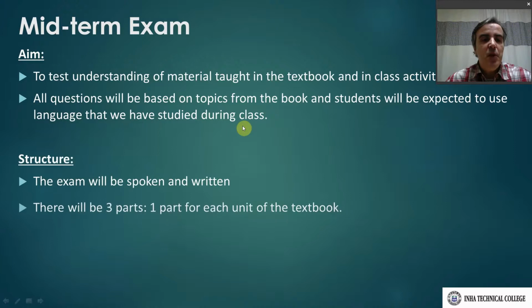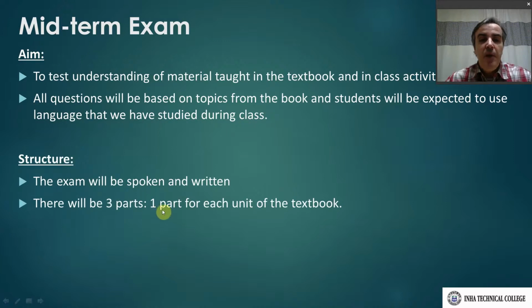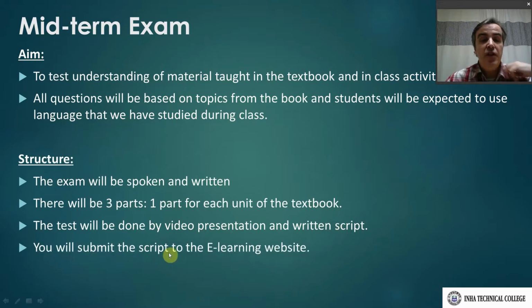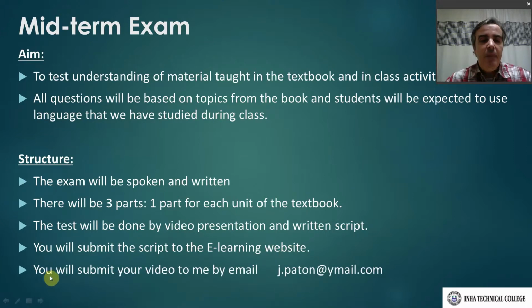So the exam is spoken and written. There'll be three parts. One part is introductions, one is about making reservations, one is about the hotel bedroom. You will be making a video presentation and you'll be providing a written script. You will submit the script to the e-learning website. Basically, the script is just the exam paper, and I'll be explaining how to do that. You will submit your video to me by email.